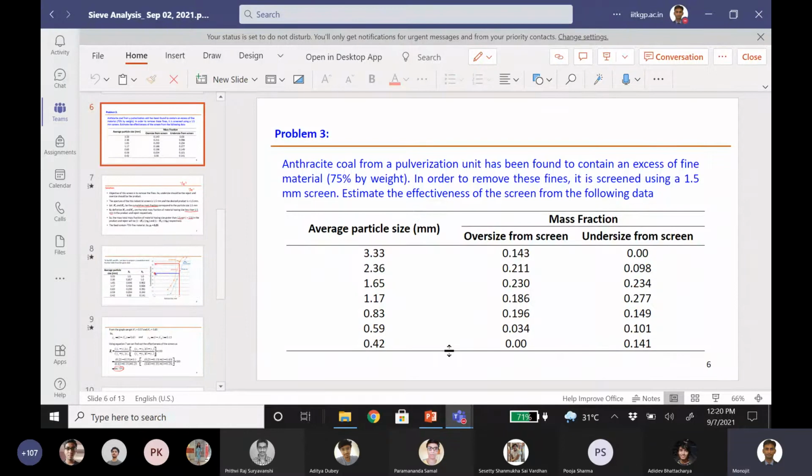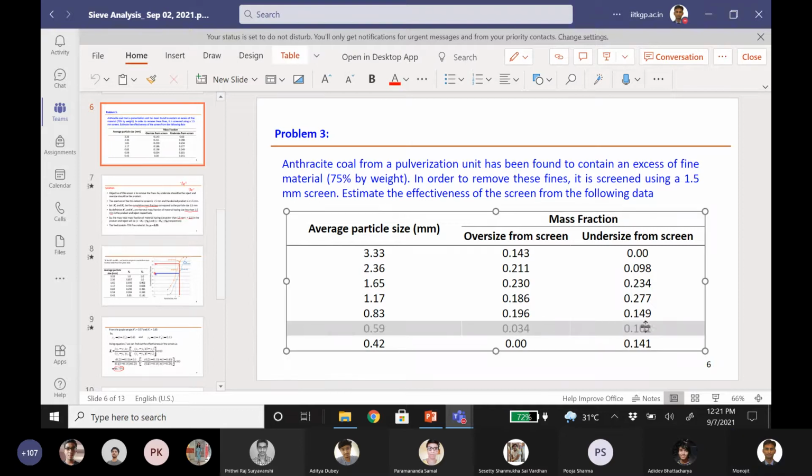If the information is given to you like this, is it the right information or not? What would be the cumulative mass fraction here for this one? Can anyone answer? So 0.242. Oh, sorry. Cumulative mass fraction, go from the bottom. So what is the definition of cumulative mass fraction? Cumulative mass fraction of particles retained on screen I. What do you understand by that?